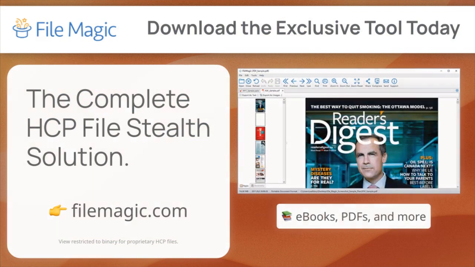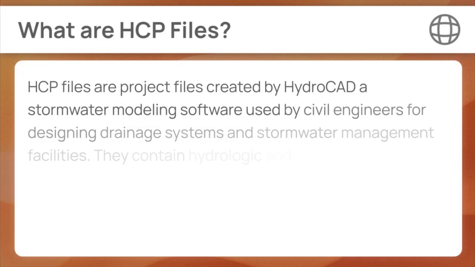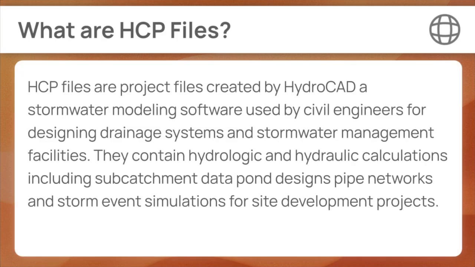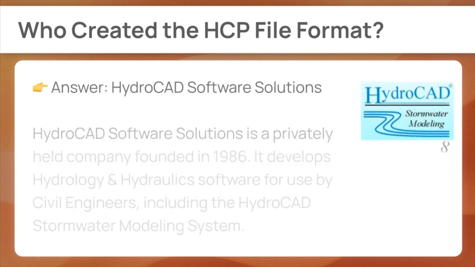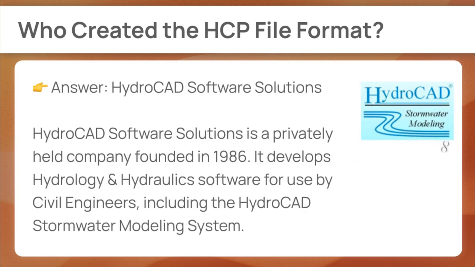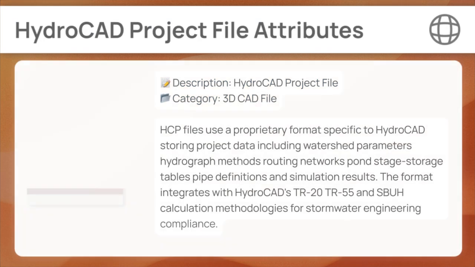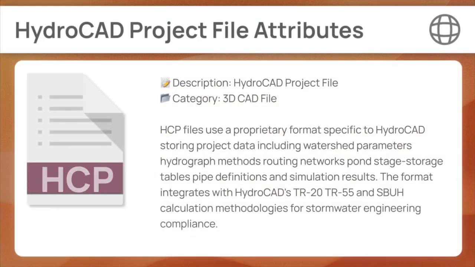HCP files are project files created by HydroCAD, a stormwater modeling software used by civil engineers for designing drainage systems and stormwater management facilities. They contain hydrologic and hydraulic calculations, including subcatchment data, pond designs, pipe networks, and storm event simulations for site development projects. HCP files use a proprietary format specific to HydroCAD, storing project data including watershed parameters, hydrograph methods, routing networks, pond stage storage tables, pipe definitions, and simulation results.